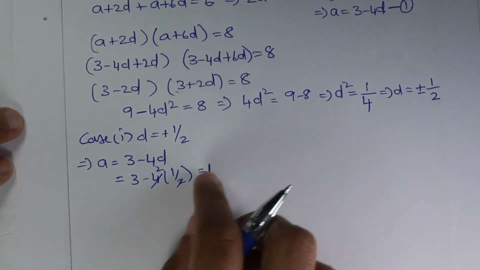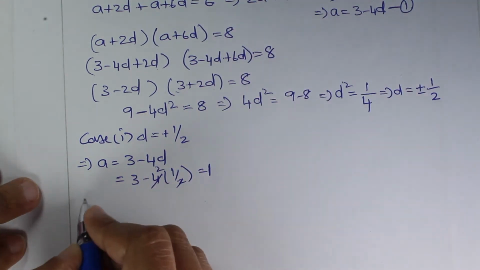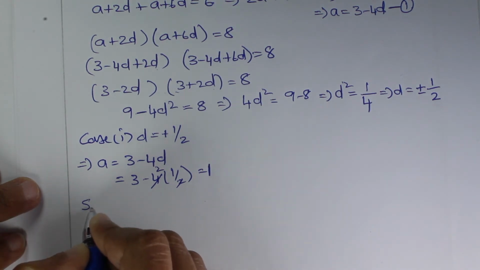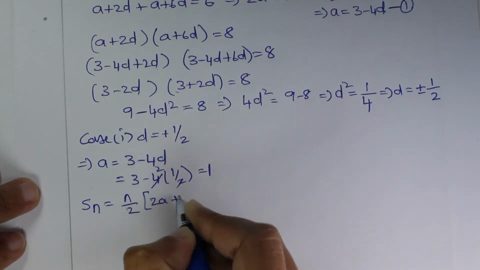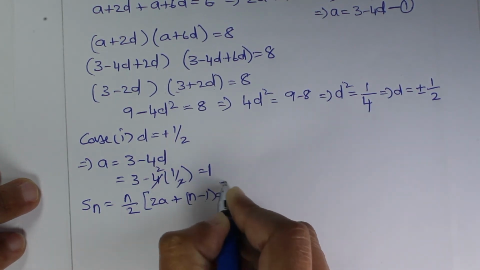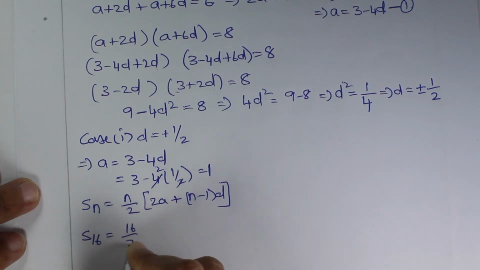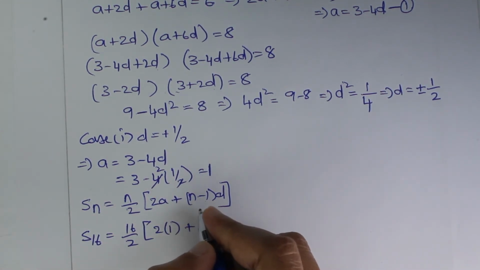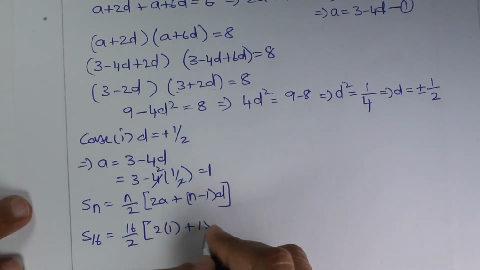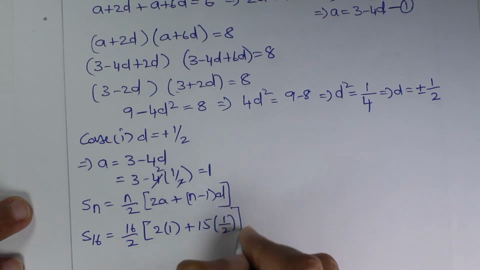Now what did he ask for? He is asking for the sum of the first 16 terms in this arithmetic progression. So S16 becomes, we know the formula of Sn is equal to n by 2 into 2a plus n minus 1 into d. So S16 becomes 16 by 2 into 2 into a is 1 plus n is 16 minus 1, 15 into d is 1 by 2.